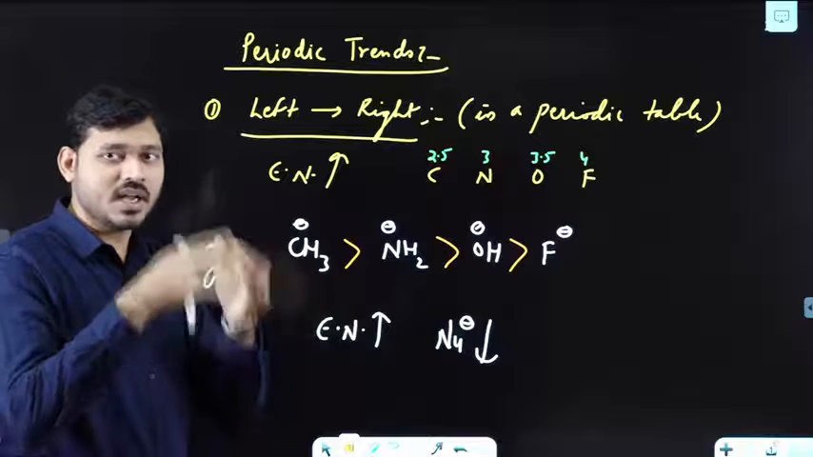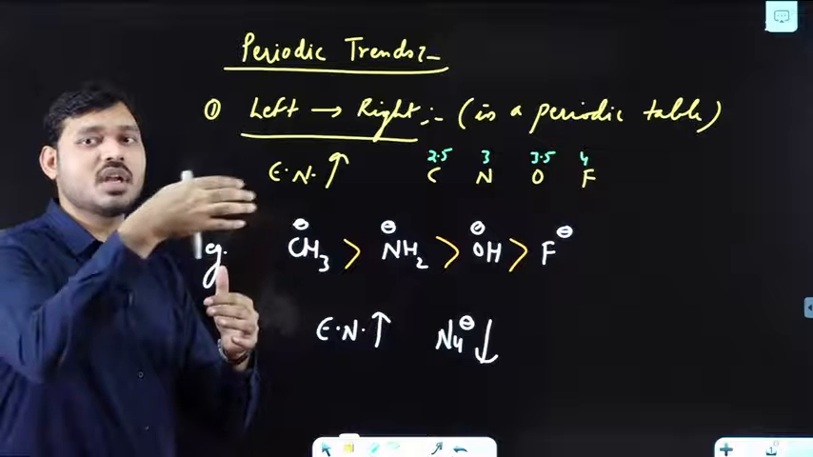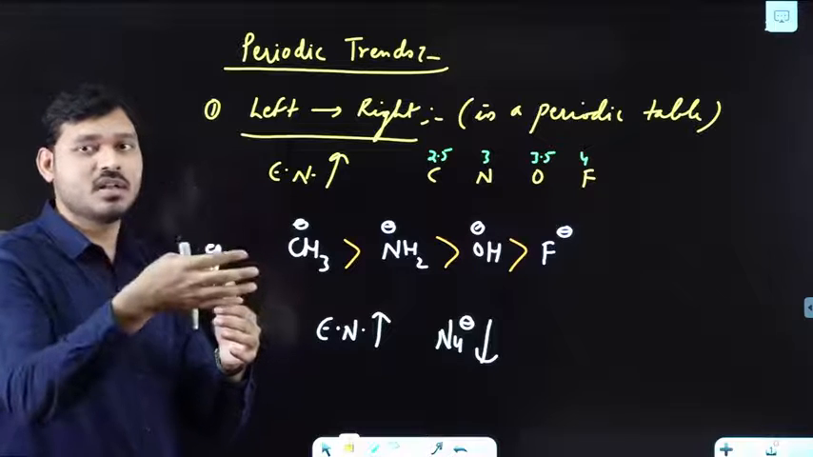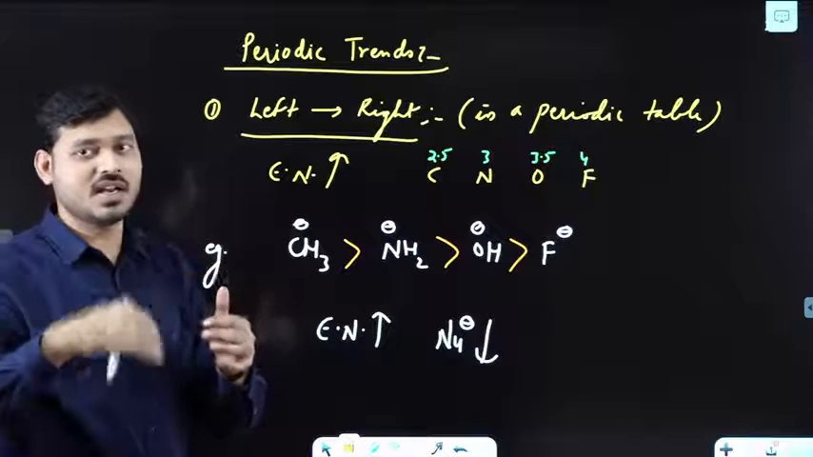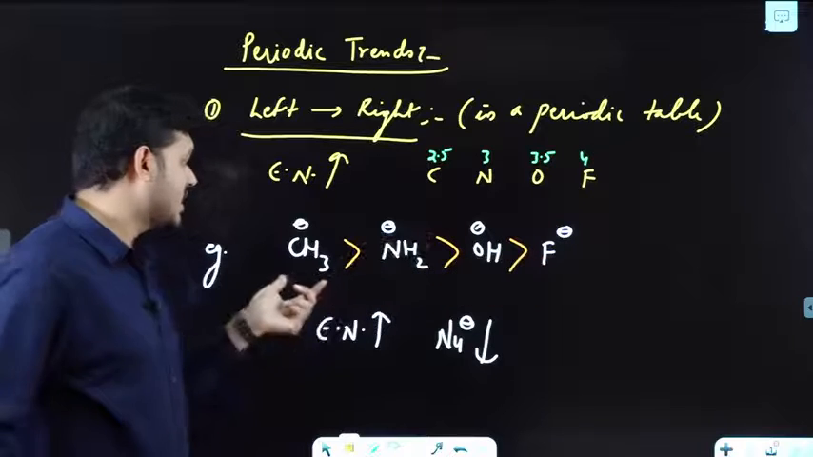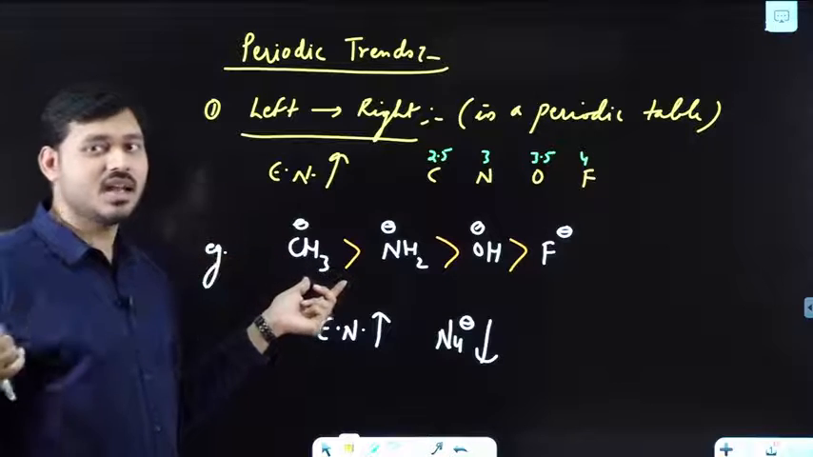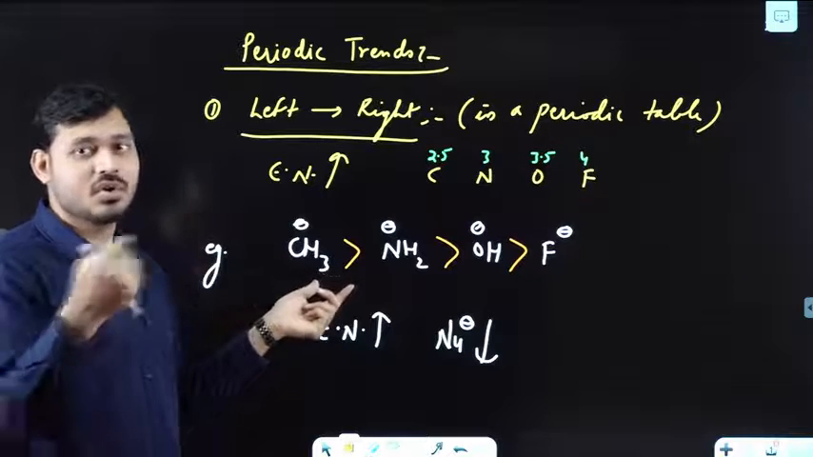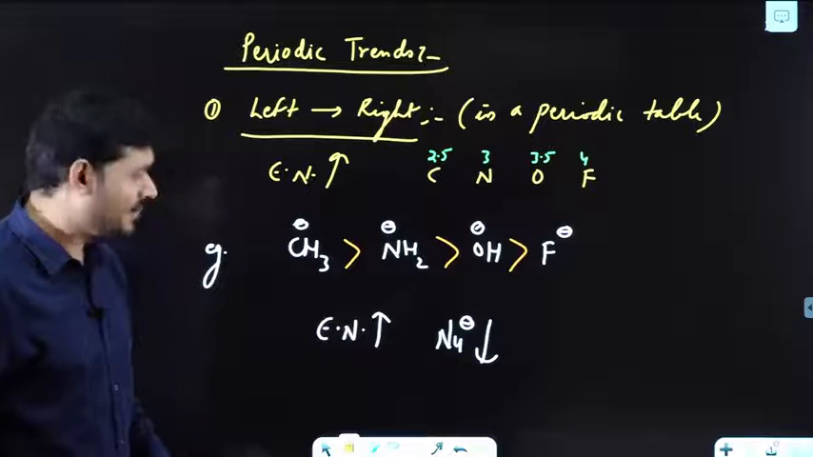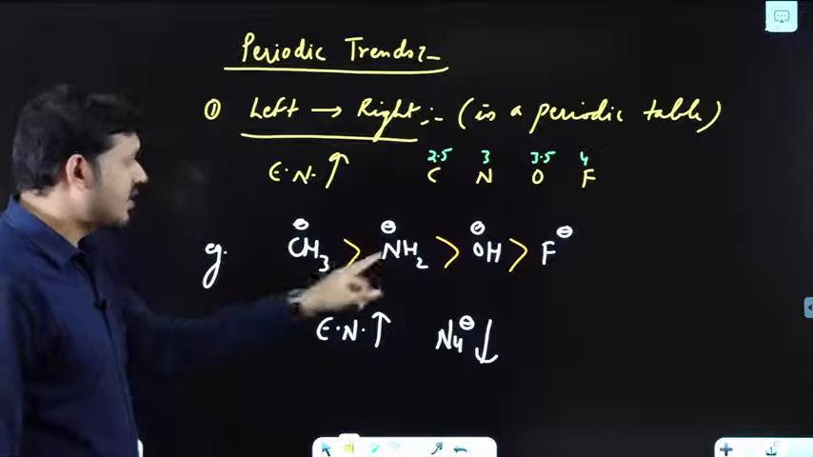Negative charge on a more electronegative element will be more stable than negative charge on a lesser electronegative element. Clear? So F minus is more stable than CH3 minus. So CH3 minus is more reactive. It will donate earlier than F minus to any electrophile. Okay, so this is the first case. So this is carbon, nitrogen, oxygen, fluorine.